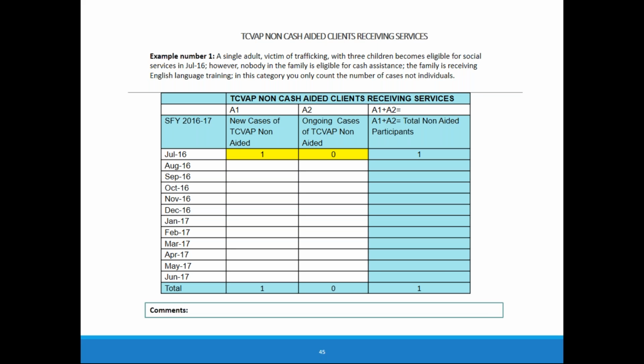On column A1, enter 1 to count for 1 case. On column A2, enter 0, unless your county has previous cases to report. Example number 2.